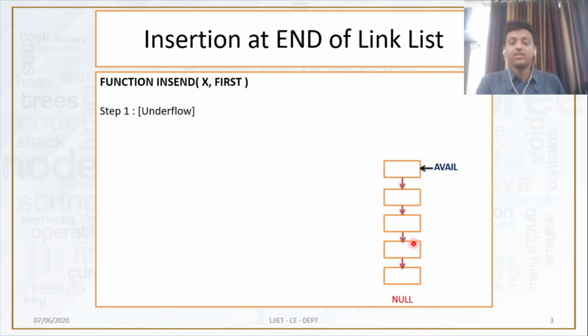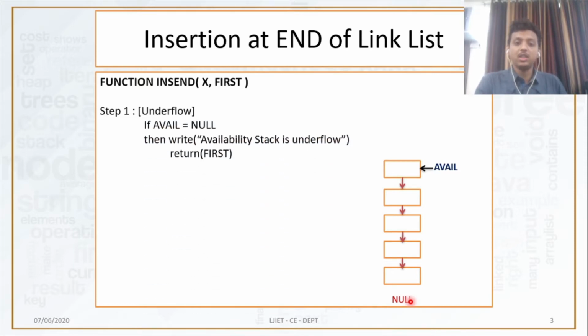So here it is, the first is underflow. For the availability stack, the underflow condition is if avail is equal to null. See, right now avail is pointing over here. If avail is pointing to null, that means the stack does not contain anything. So if avail is equal to null, then write stack is underflow and return first. Okay, so the algorithm is finished from here. But what happens if there is space in the availability stack?